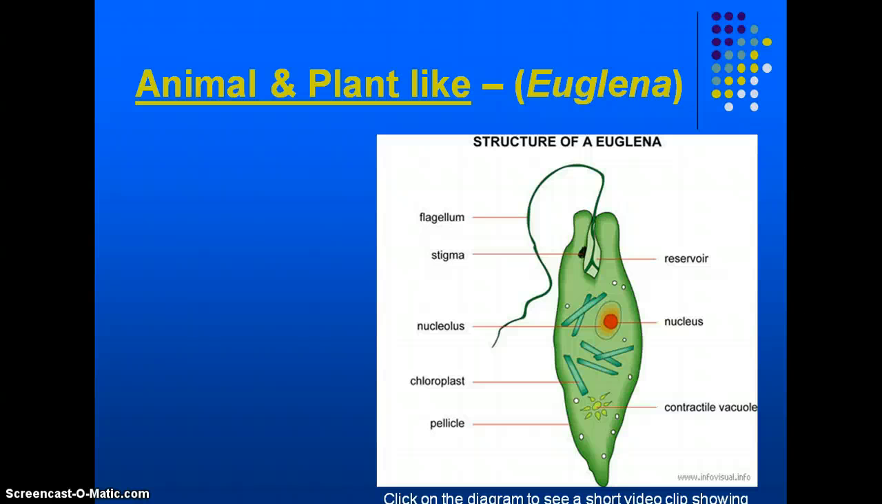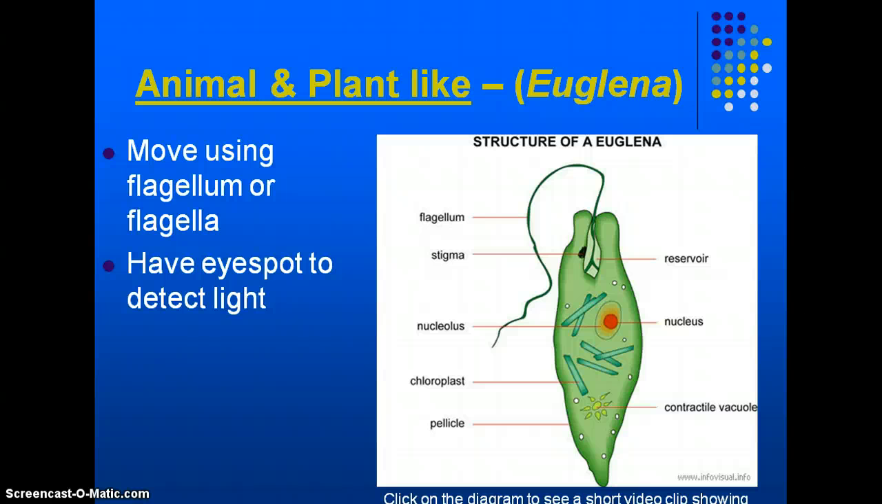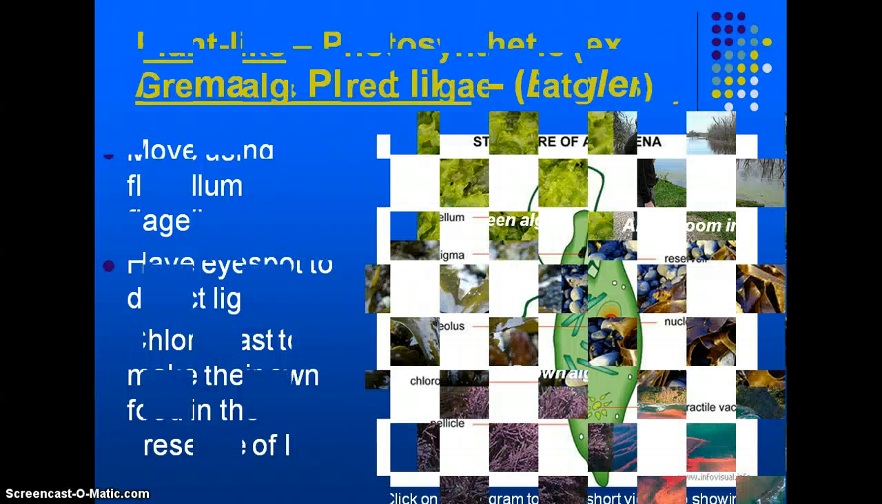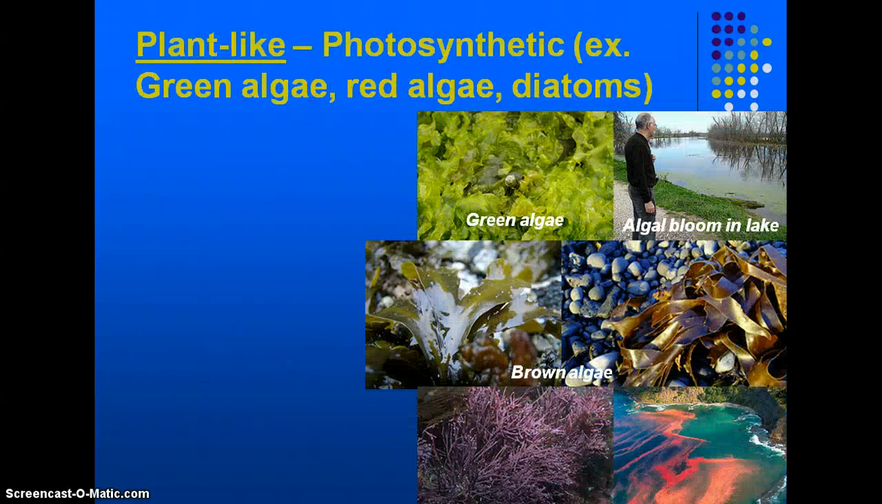This one right here is a euglena. It is an animal and plant-like protist. It moves using a flagellum. It does have an eye spot to detect light, and it also has chloroplasts, so it is an autotroph. Then we have some plant-like ones, so they are photosynthetic.